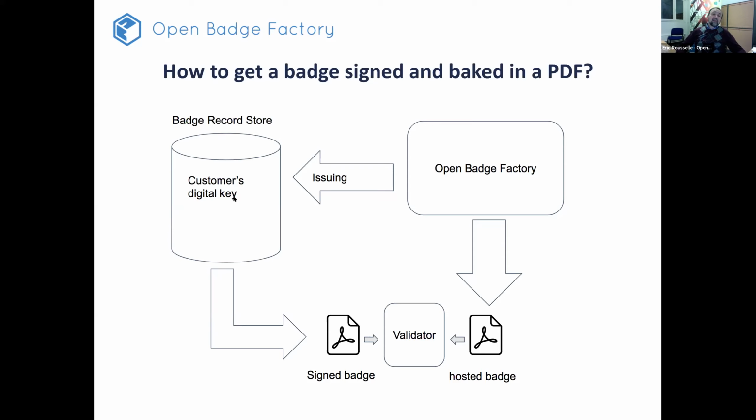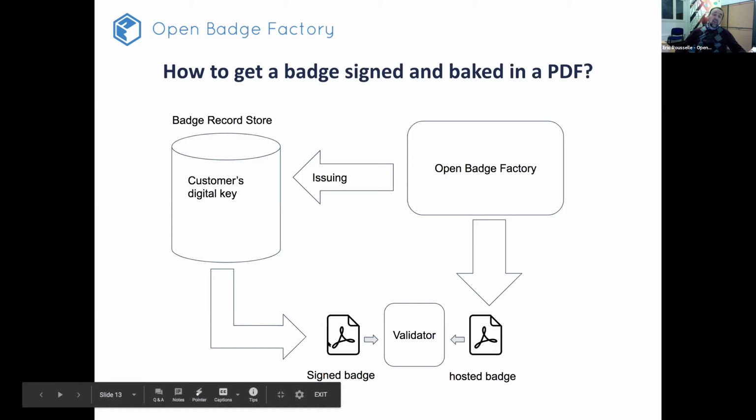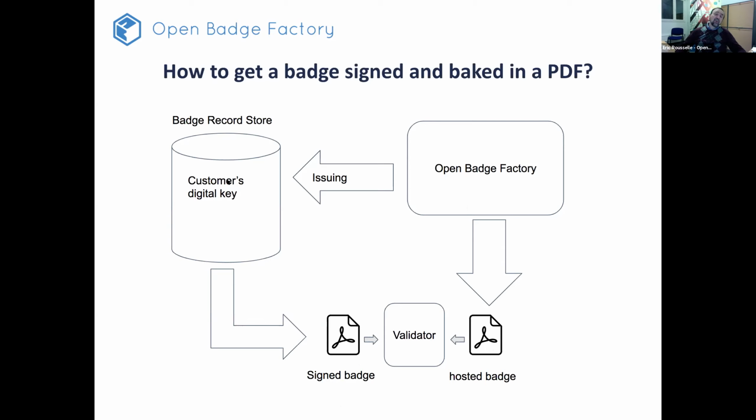It's a place where the customer can place its own digital key. And then Open Badge Factory will bake the badge and sign it in the badge record store, and then the badge will be delivered as a PDF. So you have basically here two PDFs. They are just the same, they contain all the same data, but if you have a badge record store, then you can add your own signature. So that's something that can be interesting for big organizations who want to have this digital signature to basically enforce the badge.